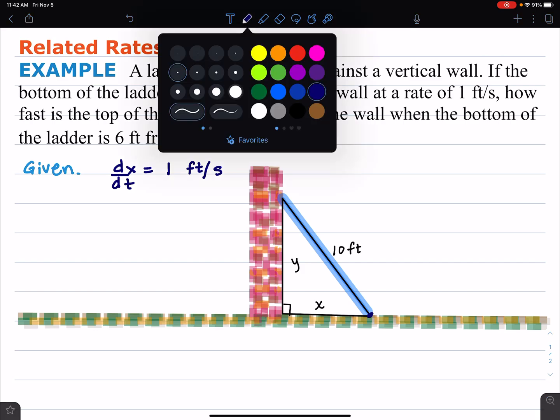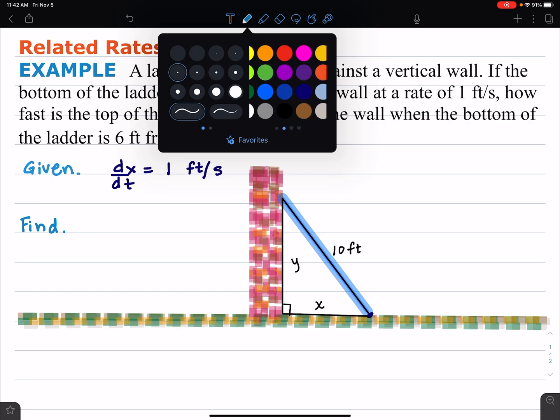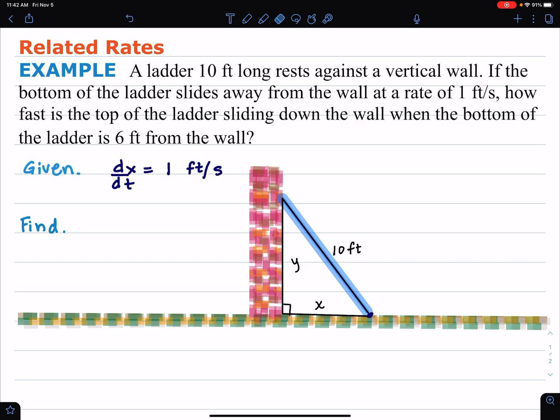And then I like to also write down what we're trying to find. What are we trying to find? How fast is the top of the ladder sliding down the wall? So when the top of the ladder slides down the wall, what I see is that this variable y is decreasing. So what I'm trying to find is the rate of change of y with respect to time. So at what rate is y decreasing? That will be the same as the rate at which the top of the ladder slides down the wall. So I'm going to find dy/dt at the instant when the bottom of the ladder is 6 feet from the wall. So I'm going to find that when x equals 6.